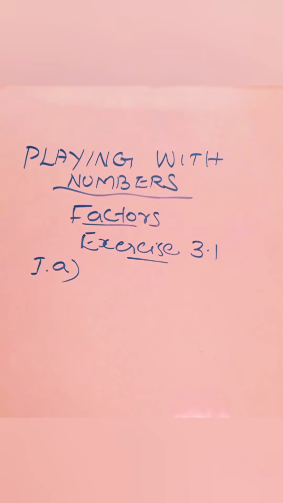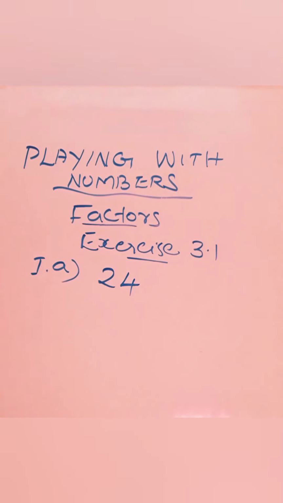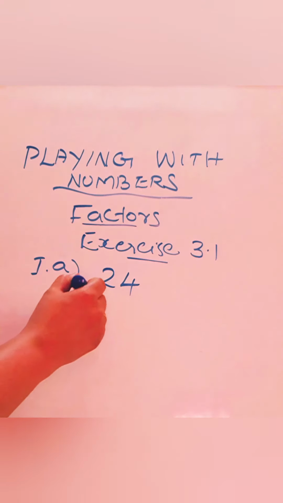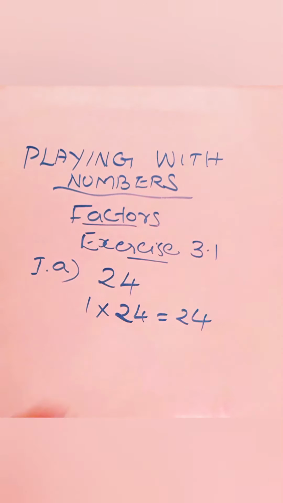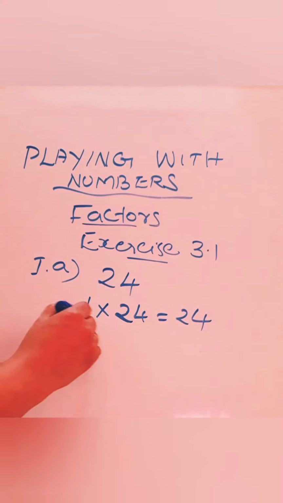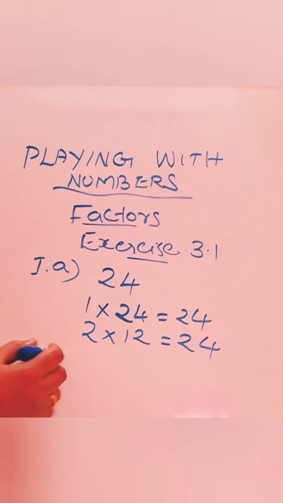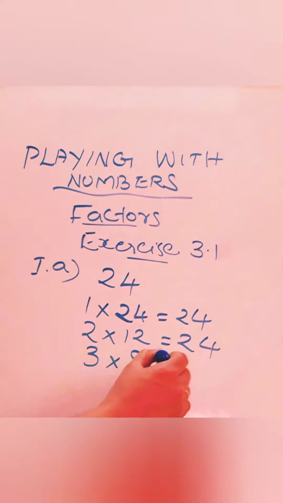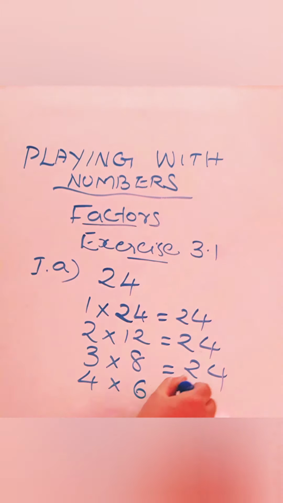Exercise 3.1. Write all the factors of the following numbers. In the NCERT textbook, it is: write all the factors of the following numbers. Question A, the first question, is 24. You can use either the multiplication or the division method. How will we get factors? First we write 1 into 24 is equal to 24. Then in 2's table, 2 into 12 is 24. Then 3's table, 3 into 8 is equal to 24. 4's table, 4 into 6 is equal to 24.